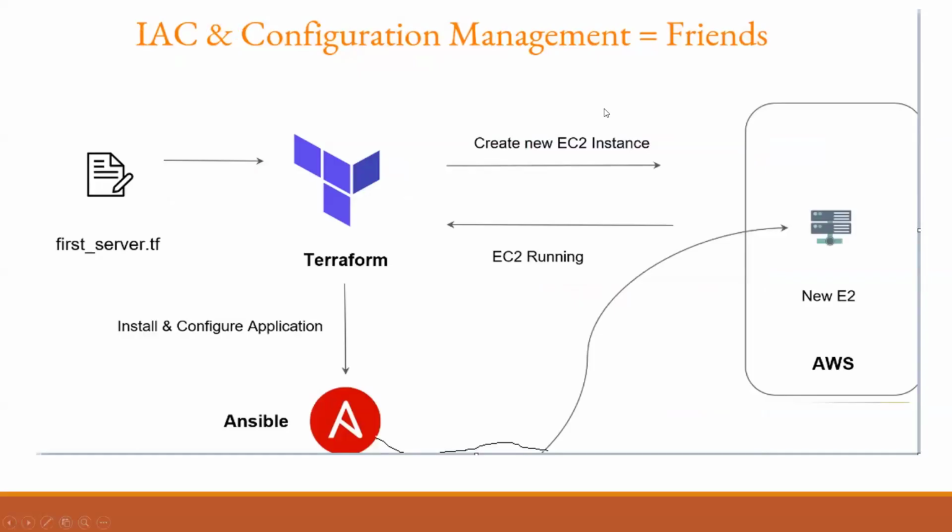IAC and configuration management tools are also friends. Once we build the infra with Terraform, for example, I want to install Java Tomcat on 100 servers. Using Terraform, we can build the infra of 100 servers, and on those 100 servers we need to configure the application. Our application is a Java Tomcat application, so we need to install Java and Tomcat software. Who will do that automation? Manually we would need to log into each and every server and install Java and Tomcat. I don't want to do that manually, I want to automate that process. That process is nothing but Ansible.